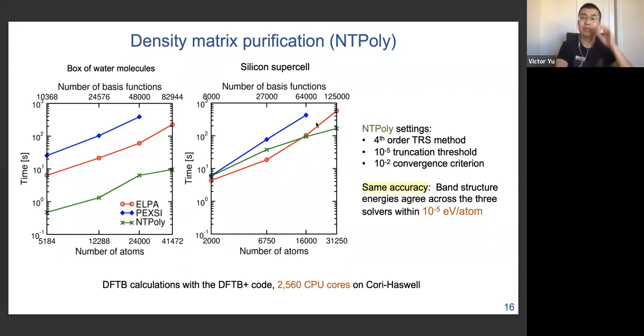And actually, the density matrix purification method reaches the same accuracy as the other eigensolver and PEXSI solver. In this particular example, the band structure energies, which is basically the sum of the eigenvalues, agree across the three solvers within 10 to the minus 5 electron volt per atom, which is quite nice.